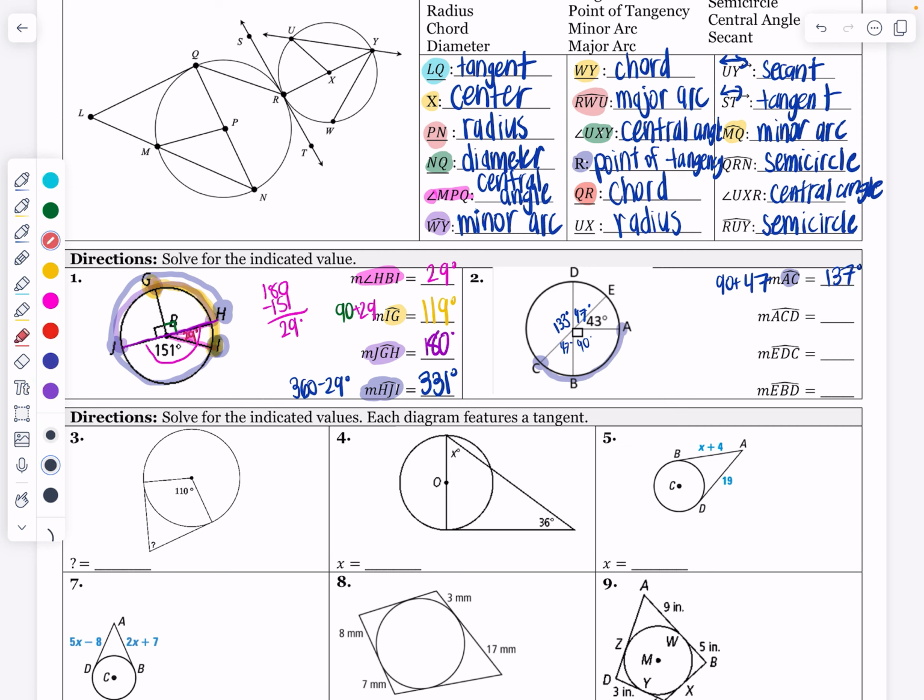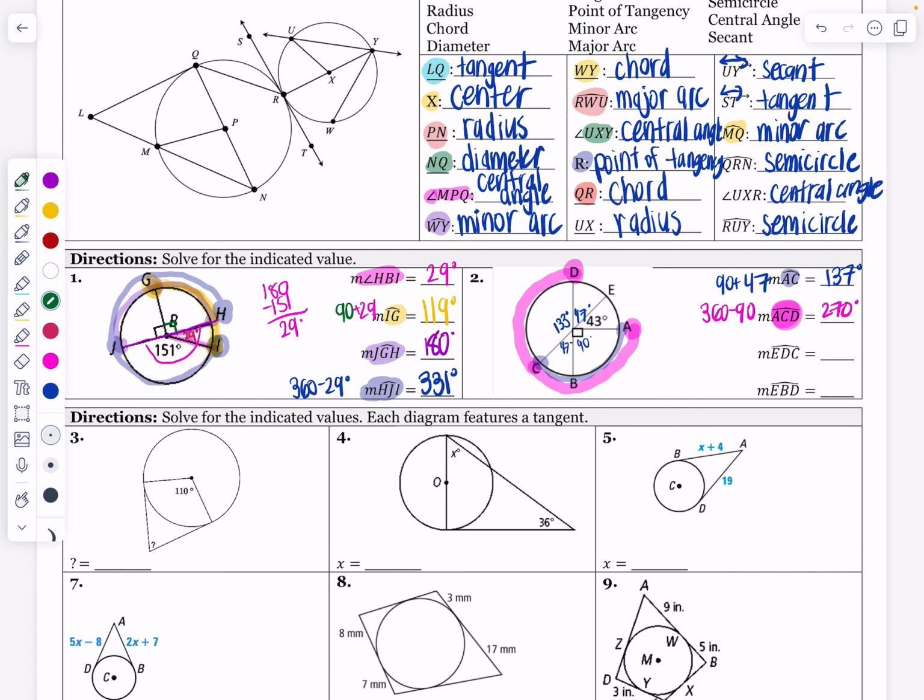What about angle? So we switched to central angle. We switched to arc ACD. So starting at A, going through C, and then stopping at D. That is going to be a major arc, so that would be 360 minus what I did not spend at 90. So 360 minus 90 is going to give me a 270-degree major arc.